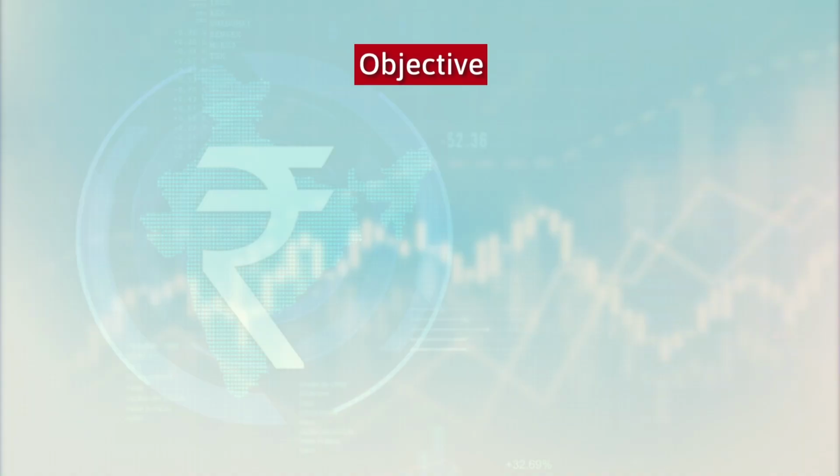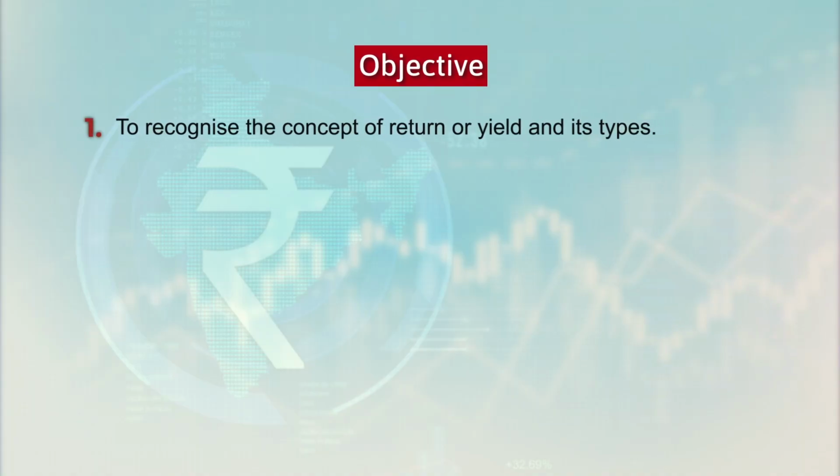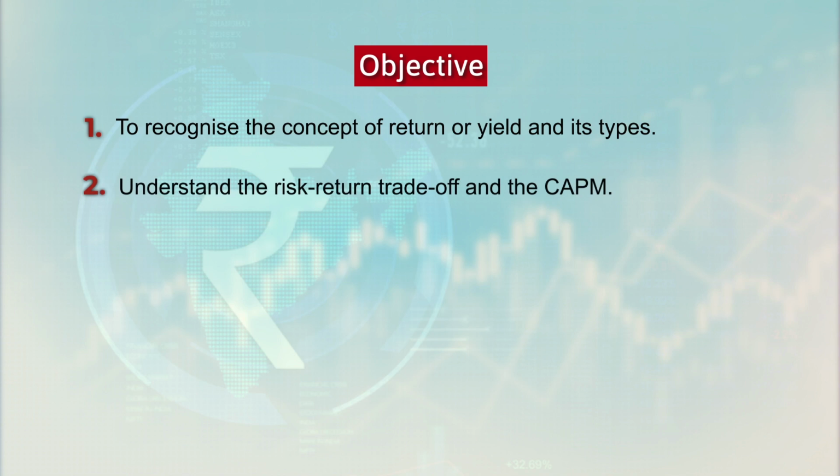We are going to analyze securities, and this is the second module on security analysis. The objective of this module is to recognize the concept of return or yield and understand its various types, and after that we would like to understand the risk-return trade-off and try to analyze the capital asset pricing model. In short, it is called CAPM.